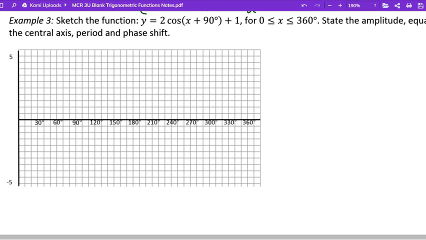All right, well, let's start off by writing down what are our A, K, Ds, and Cs. A is 2. K, there is no K, so we just say K equals 1. D, what's D? Negative 90 degrees. And C is positive 1.